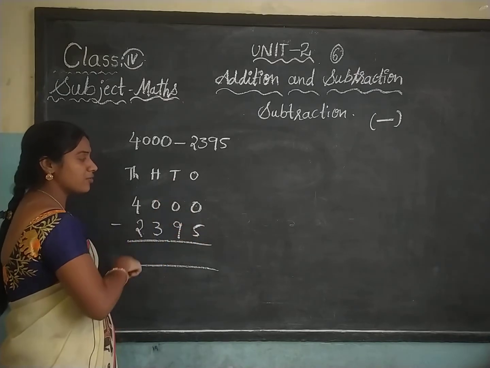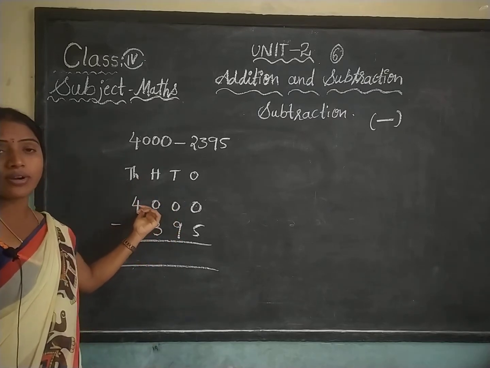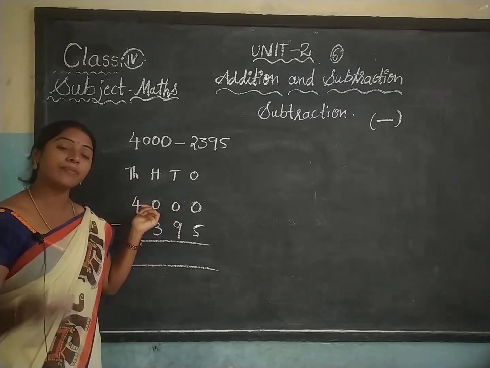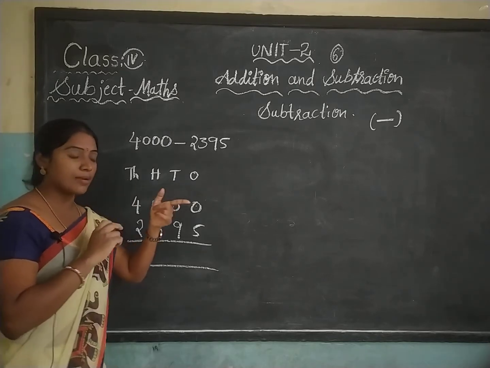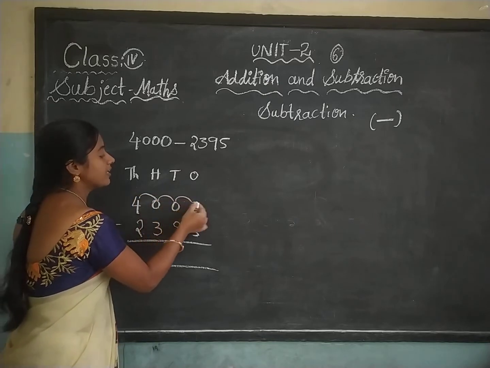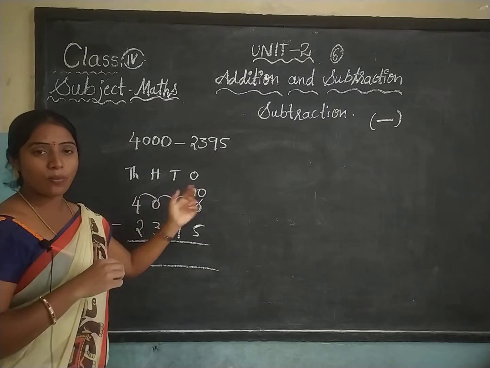So here also 0 will be there. In 100 place also 0 will be there. In 1000 place 4 is there. So you have to take from 1000 place. Okay, don't confuse, you have to take from 1000 place. So here onwards you have to take borrow. 0 became a 10. Okay children, 0 became a 10.